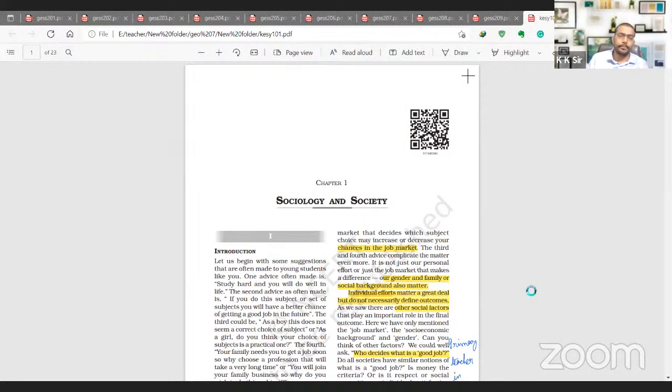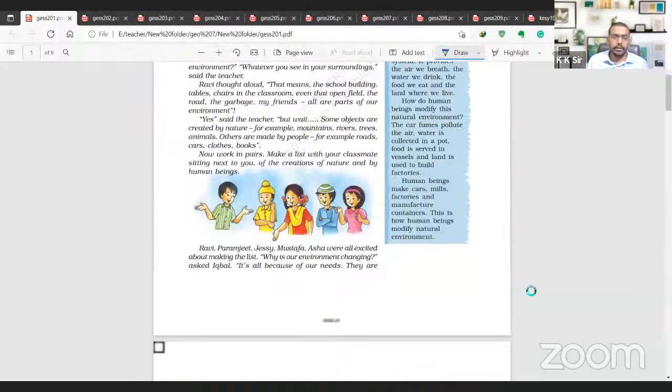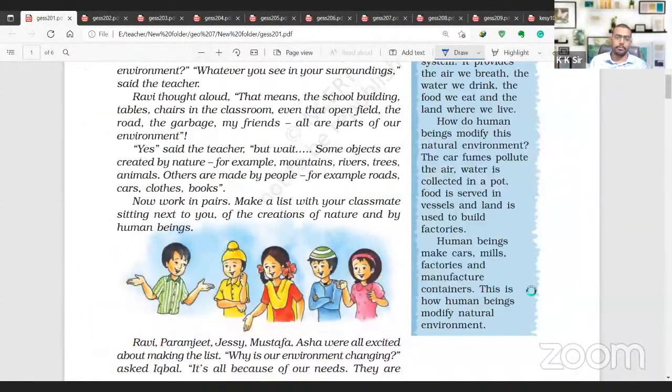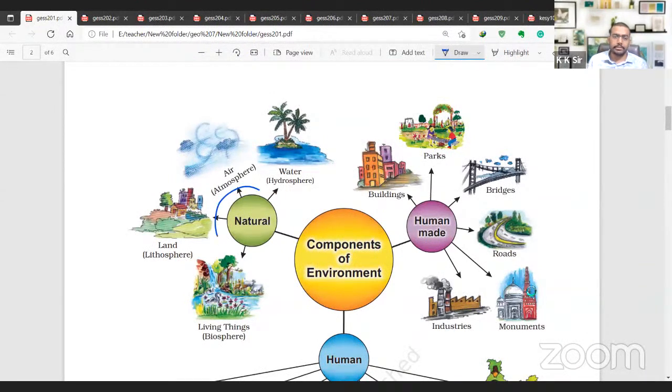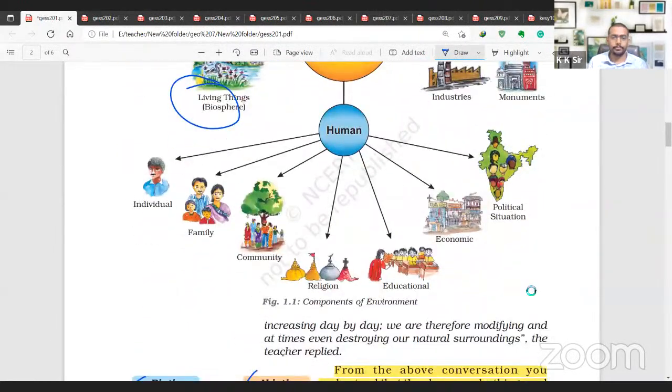So now let's start class 7 NCERT. The first chapter is about environment. Let's quickly go through this. Most of the topics are very easy and I hope all of you have read these. So the components of environment is, one is the natural environment and then we have human environment. In natural environment, we have hydrosphere, atmosphere, lithosphere and biosphere.